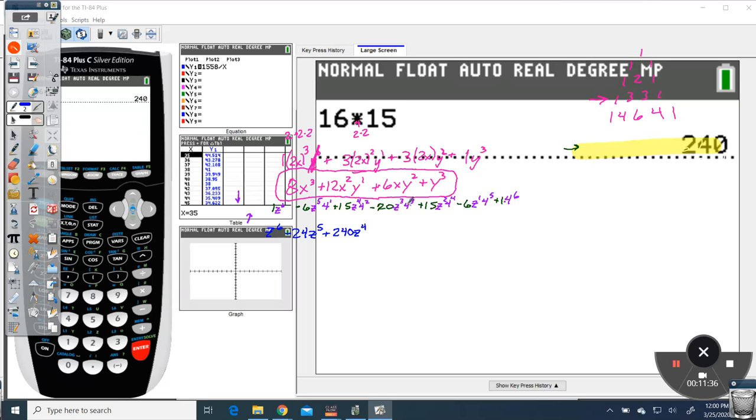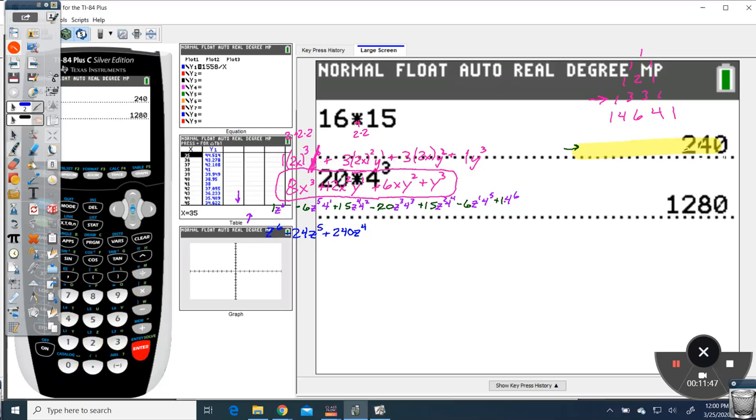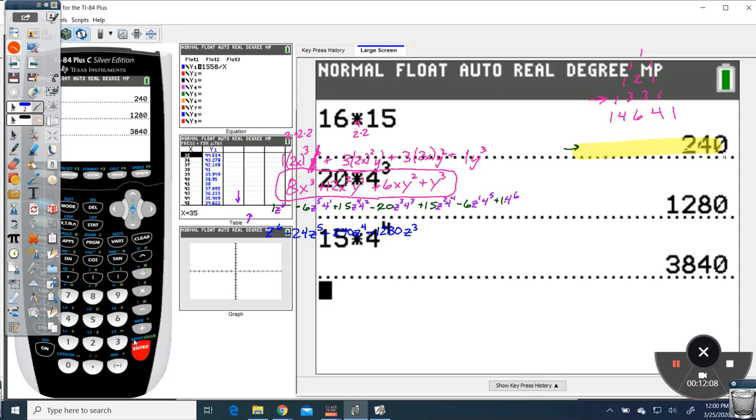Now in this one I have 20 times 4 cubed. 20 times 4 to the 3rd is 1,280. It's a minus 1,280 z cubed. This one I have 15 times 4 to the 4th. 15 times 4 to the 4th is 3,840. So plus 3,840 z squared.